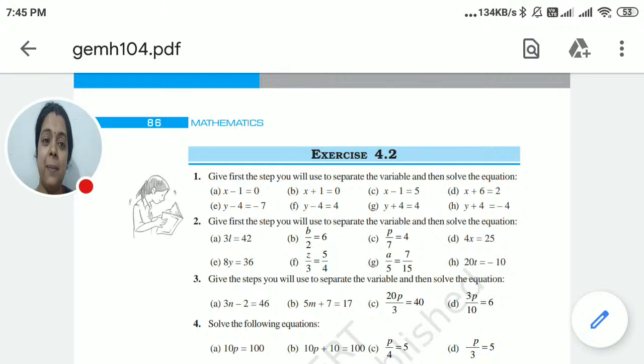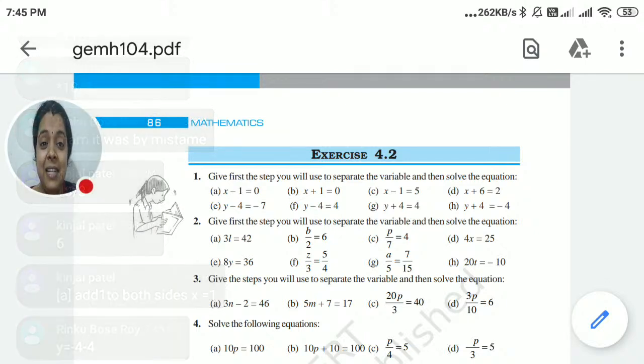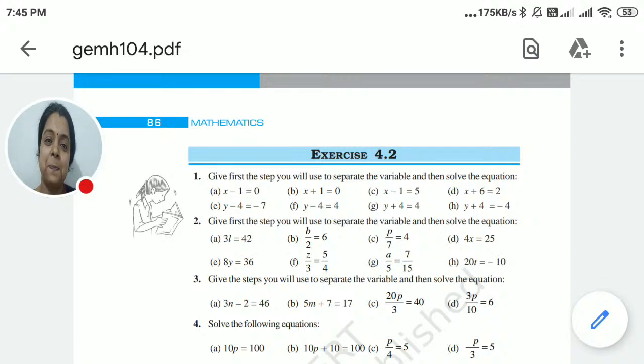Y plus H number 1H. Y plus 4 is equal to minus 4. What is the first step? Just let me know what is the first step. No. Be very conscious. Oh, yes. Correct, correct. I didn't see that minus 1. That's perfect. That's perfect. I'm waiting for others to answer.